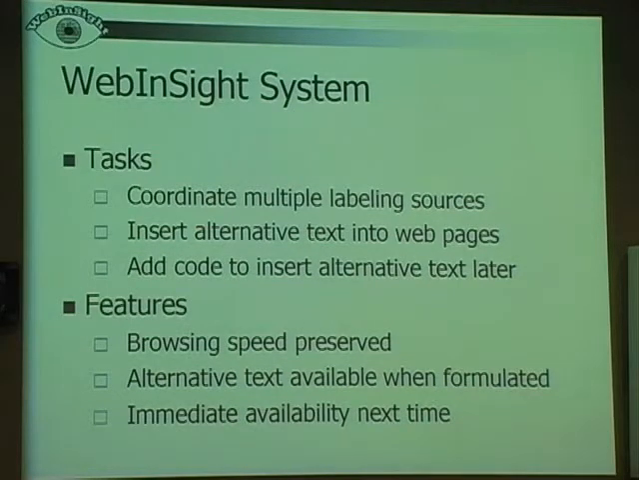Some of the features: browsing speed is preserved. We're trying to make sure it's not going to ruin the browsing experience. The alternative text will be available when it's formulated, so it's immediate, and then it'll be stored in the database, so the next time you just look it up. The database is indexed by the MD5 of the image itself. So whatever the file is, just MD5 it, and you've got a name for it, and that's the index. If two images are slightly different, say compressed by different JPEG compressors, then they would be different in the database, but that's probably okay.